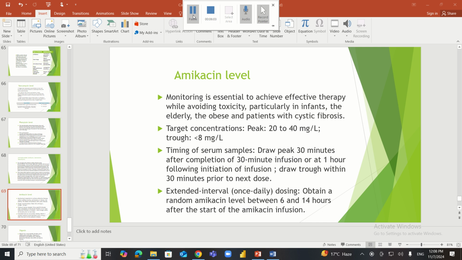Now, therapeutic drug monitoring for amikacin is essential to achieve the effective dose and avoid toxicity, especially for infants, elderly, and obese patients. The target concentration for the peak is 20 to 40 milligram per liter, and for the trough concentration it is less than 8 milligram per liter.